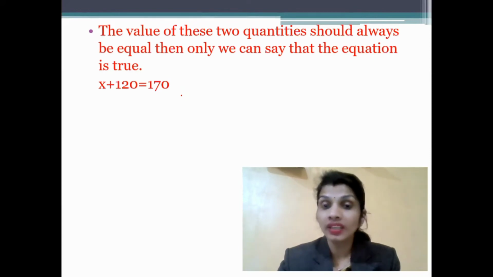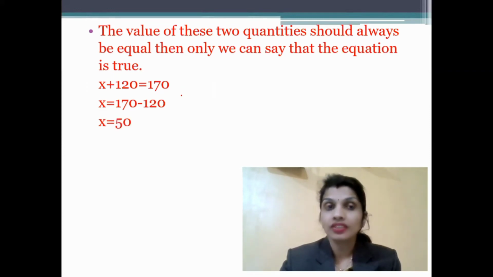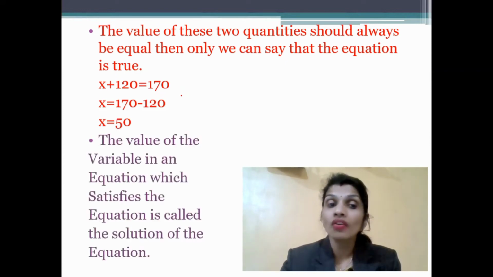x plus 120 is equal to 170. Now, I'm going to change 120 from the left hand side to the right hand side. Why? To find the value of x. So 170 minus 120 is 50. So the value of our x is 50. Now, the value of the variable in the equation which satisfies the equation is called the solution of the equation.